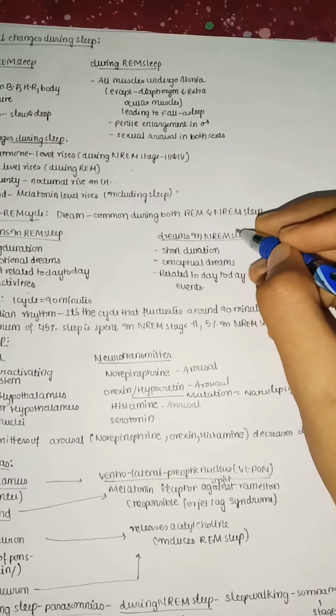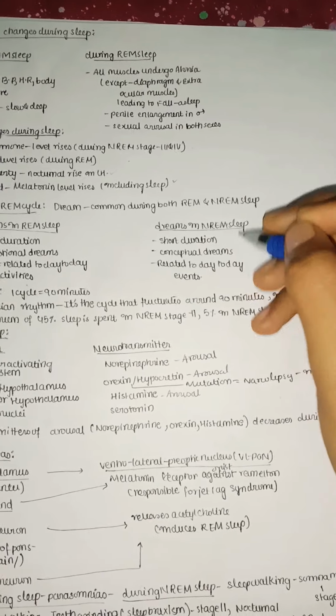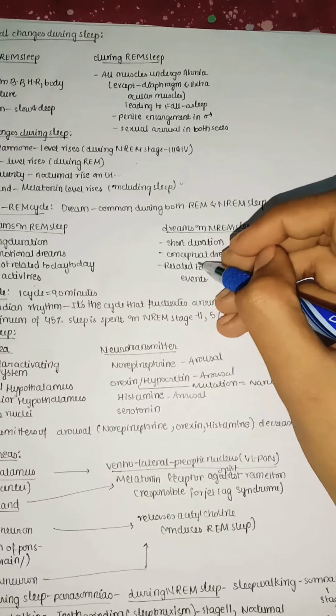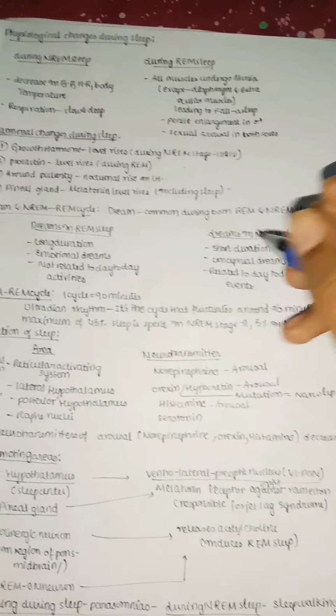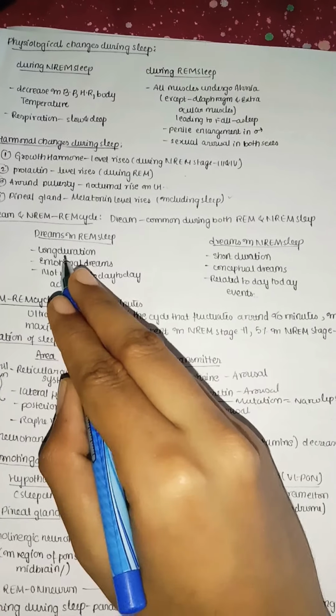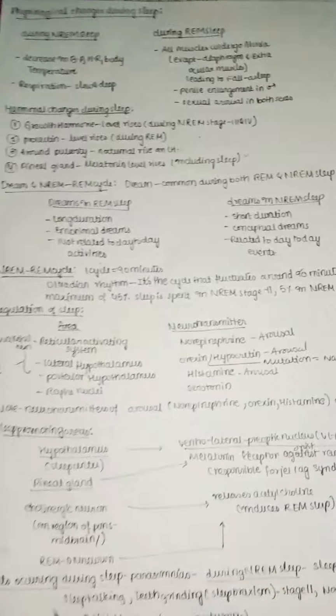But the dreams coming in non-REM sleep are mainly of short duration, conceptual dreams, and related to day-to-day events. So if there is any concept, it is related to day-to-day events. If there is any emotion, it's not related to day-to-day events. And this is a long duration dream, this is a short duration dream.